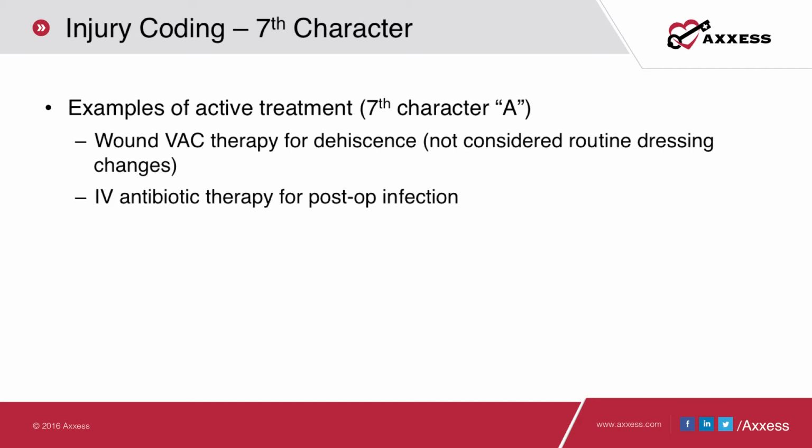therapy for dehiscence. Remember, dehiscence is not considered just a routine dressing change or aftercare. In this case, dehiscence is a complication, and it is being provided for active treatment when we go out in the home and apply wound vac therapy. So in that case, we would have the complication dehiscence code with the seventh character A in that position.